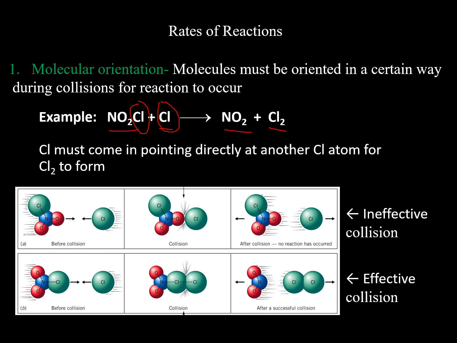It's a diagram here. The top one shows that for the reaction to occur, the two Cl's have to come together. So for an effective collision, the reactants have to orient themselves so that the Cl can make a bond with the Cl, and the Cl can be transferred over from the NO2Cl.